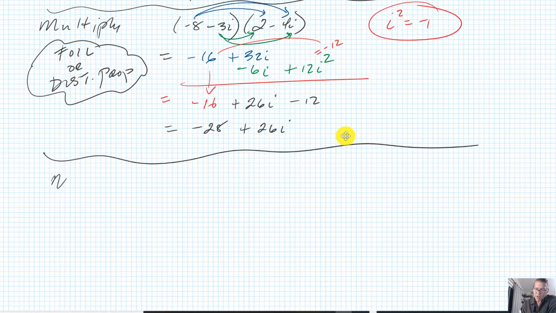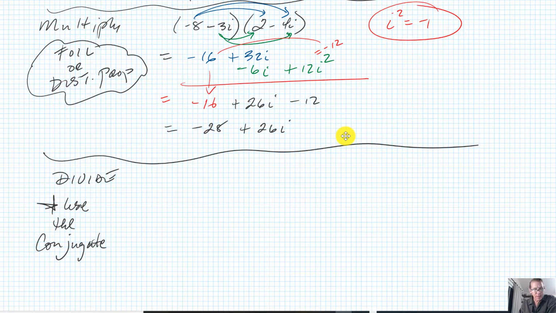Watch this. When you divide, you have to use a conjugate. So divide. Okay, key concept here, you have to use the conjugate. So here we go. Let me make up a problem here. How about 4 minus i divided by 2 plus i? Something like this. So you have to use the conjugate of the denominator.